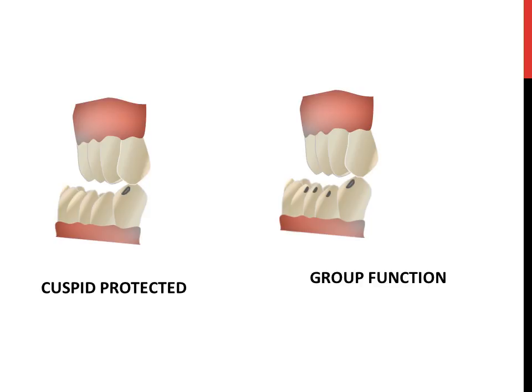In group function, the distribution of lateral forces includes teeth on the working side. Here the distribution of lateral forces to selective teeth while others contact only in centric, or MIP, permits exclusion of weak hypermobile teeth from lateral stresses. Cuspid protected occlusion. Lateral stresses are borne primarily by the cuspids.